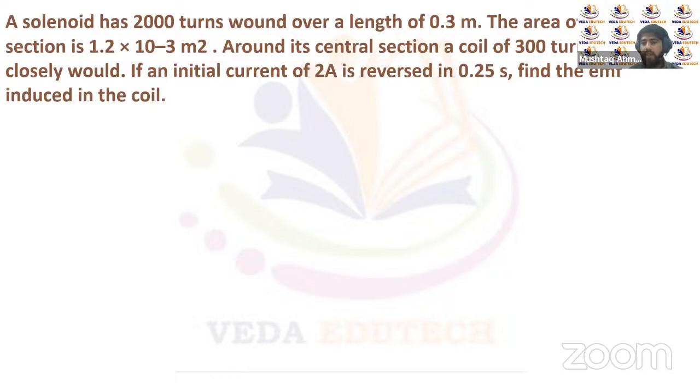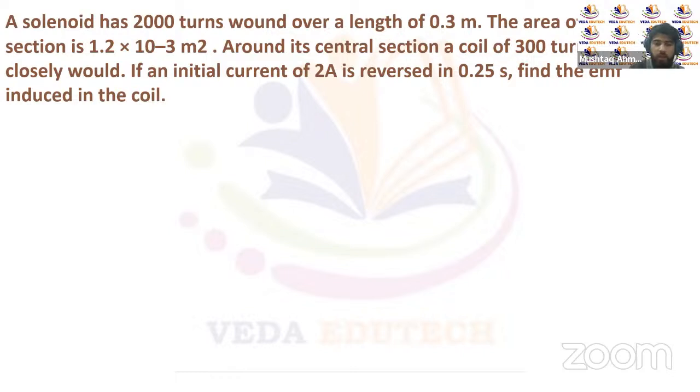There is another coil around its central section, a coil of 300 turns that is closely wound, right? If an initial current of 2 ampere is reversed in 0.25 seconds, find the EMF induced in the coil, right? It means that the change in current here will be by 2 amperes in 0.25 seconds. We have to find the induced EMF, right?